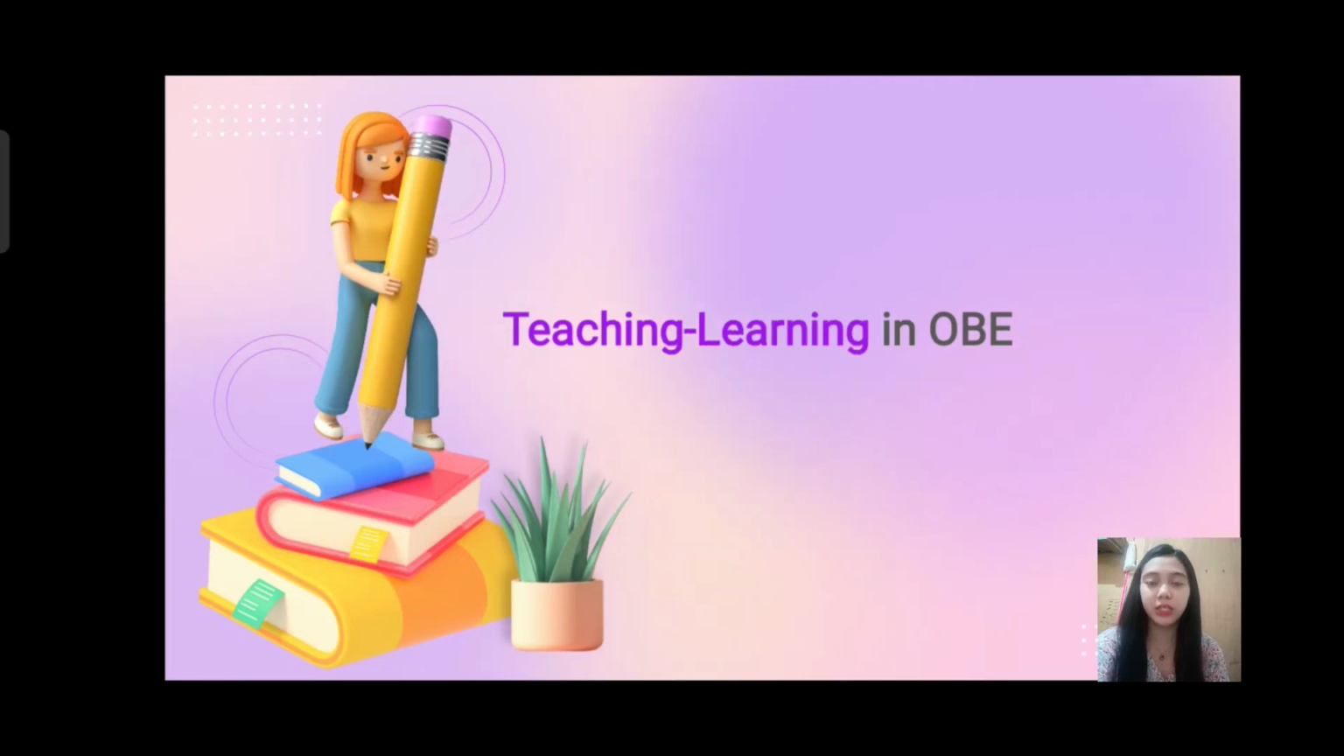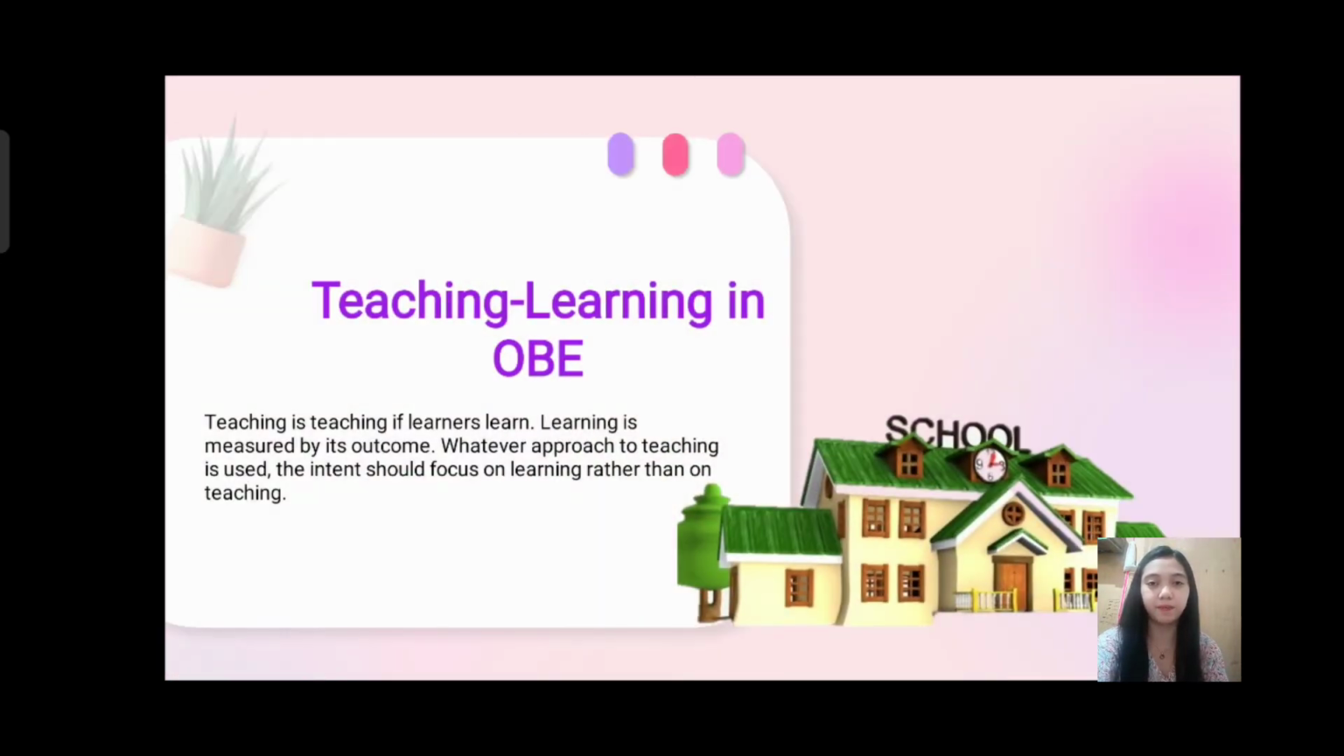So now let us proceed to teaching learning in OBE. So teaching is teaching if learners learn. Learning is measured by its outcome. Whatever approach to teaching is used, the intent should focus on learning rather than on teaching. So it is important to consider what to teach to the students. But in teaching learning, it is important to know if the learners learned. So they measured learning by its outcome.